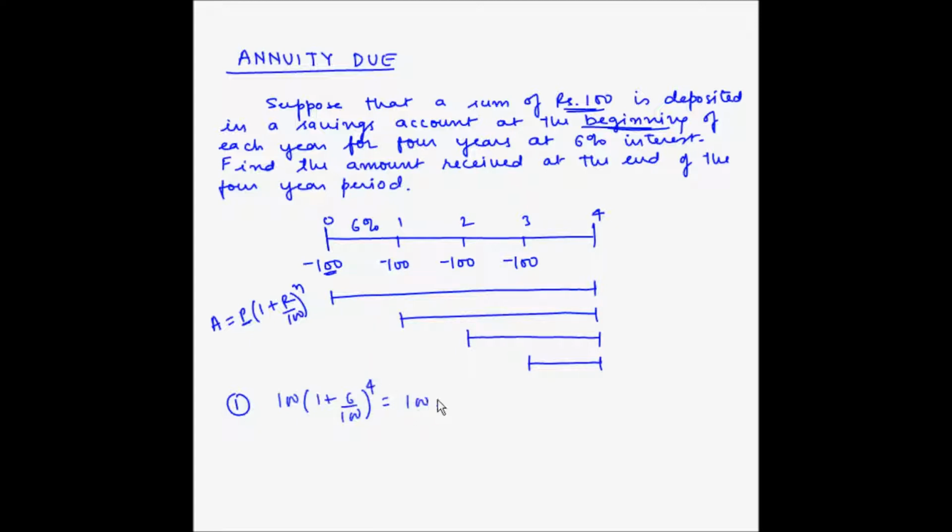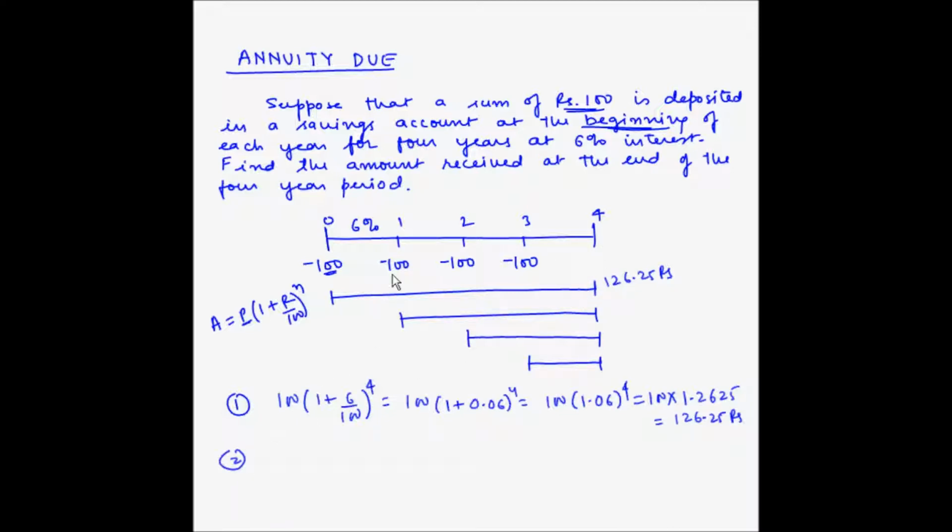So this is 100 into 1 plus 0.06 to the power 4, which is equal to 100 into 1.06 to the power 4, and this is equal to 100 into 1.2625. So this is equal to 126.25 rupees. So this amount of 100 rupees will become 126.25 rupees at the end of 4 years.